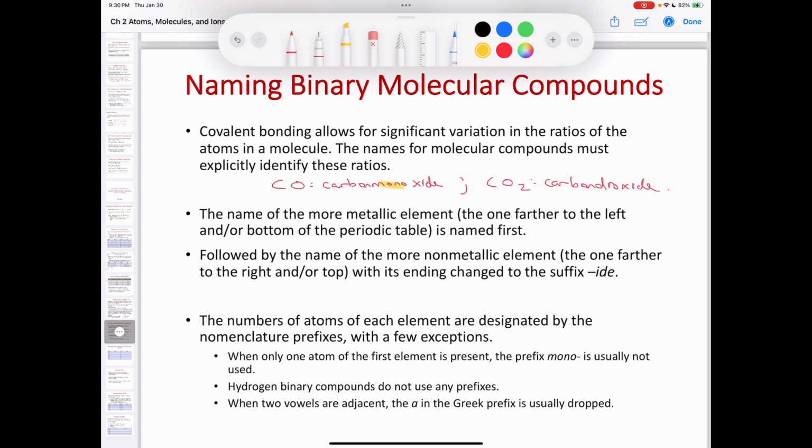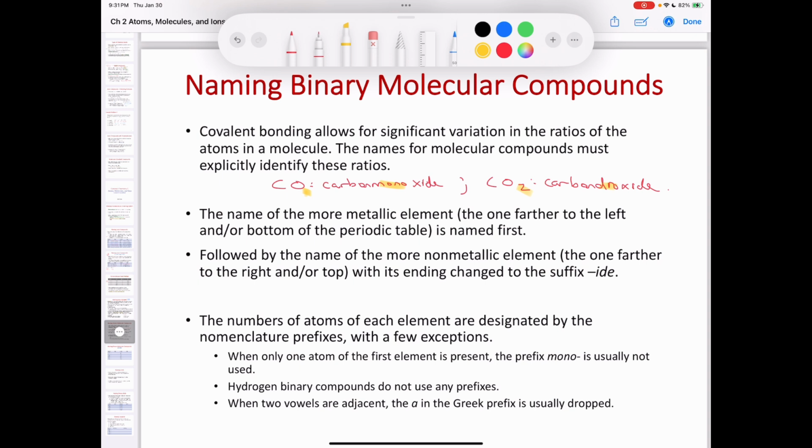So we use the prefix mono to denote that there's only 1 oxygen, and di to denote that there's 2 oxygens in this compound. So the name of the more metallic element, the one furthest to the left, is usually named first, like carbon. Carbon is more metallic than oxygen, right, because it's further to the left in the periodic table. And then it says here, followed by the name of the more non-metallic element, oxygen in this case, and it's going to be further to the right. And you change the suffix to "ide." So instead of oxygen, it becomes oxide, right? If it was sulfur, it would be sulfide, so on and so forth.